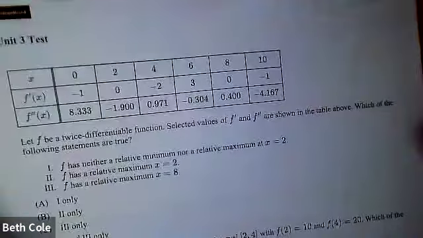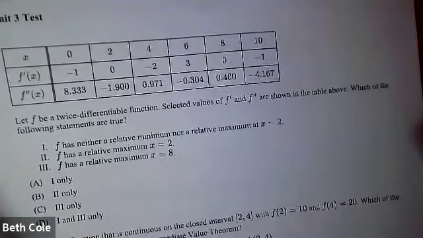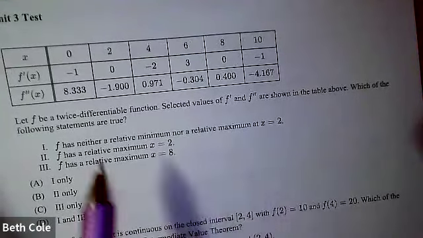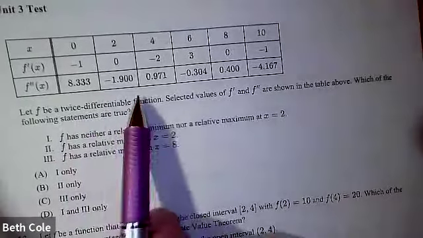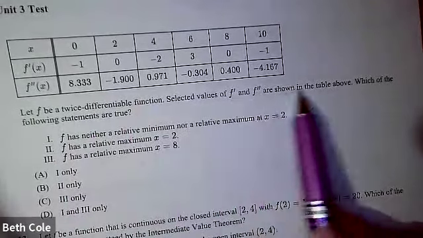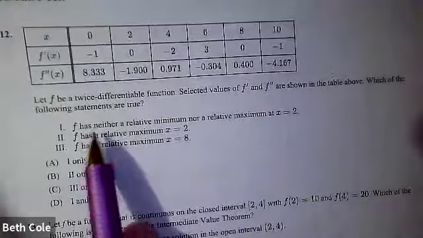All right, there's going to be way more information in this table than we actually need. They love to do that to you, give you way more stuff than you actually need to look at. Also, this is a Roman numeral question, so let's be careful. Twice differentiable just means there's no issues. We have f prime, f double prime. Which of the following statements are true?